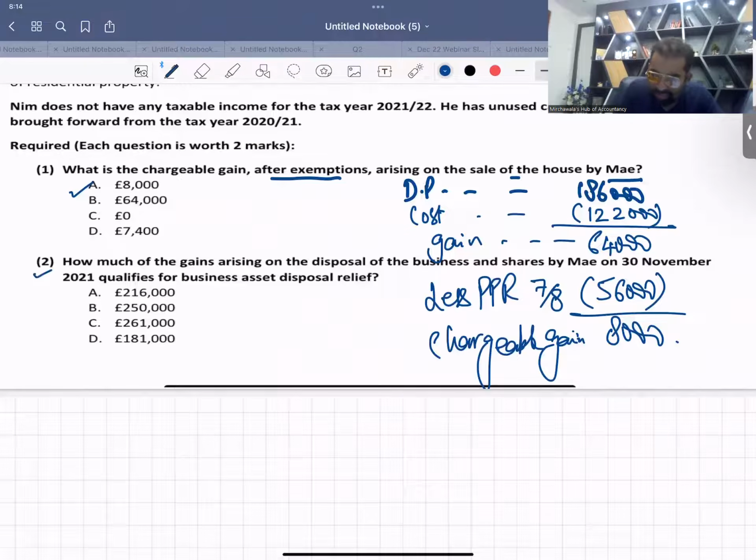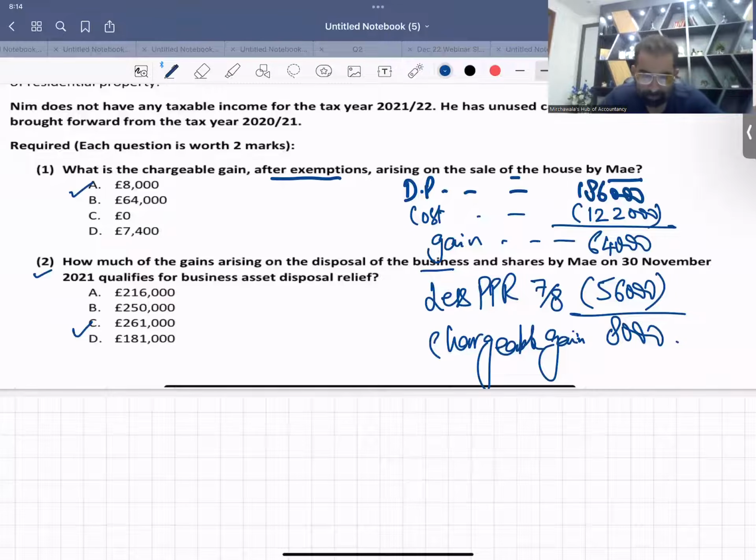Question number 2. How much gains arising on the disposal of business and shares by May on 30th November 2021 for business asset disposal relief? The answer is 216 or 216? Tell me, did you add? It was 261. Yes, thank you. It was 261, my dear students.